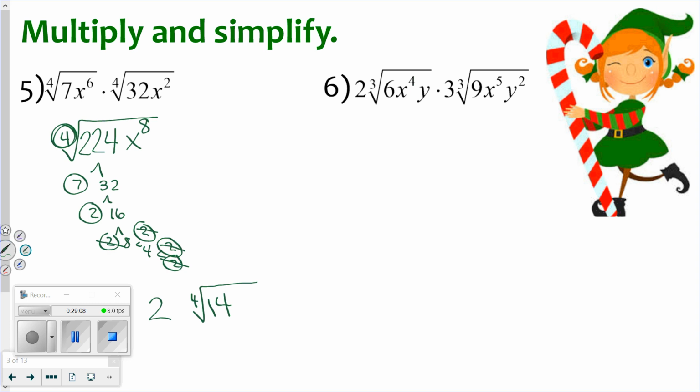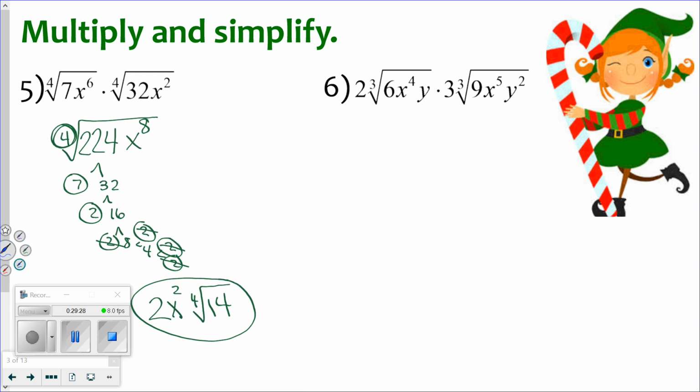And then the 4th root of x to the 8th? X squared. There you go. Any leftover x's? No. And again, think about that. That's 8 x's in a line, and you want groups of 4. How many groups of 4 can you take? You can take 2 groups.